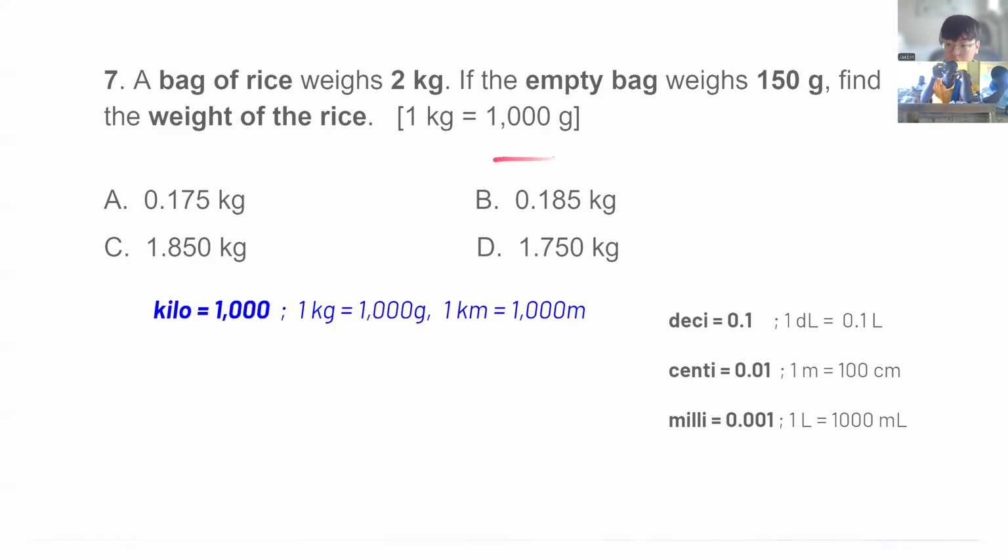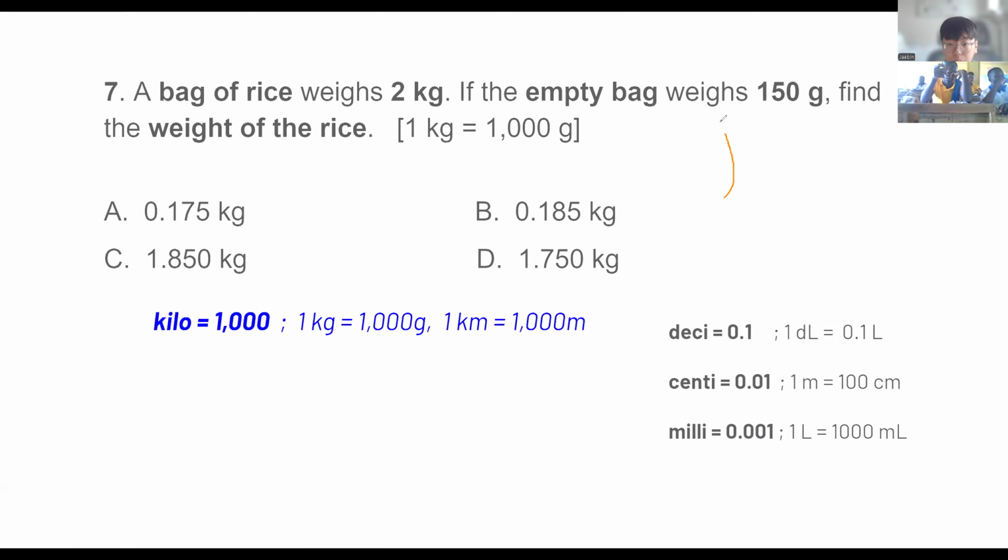So how do we approach this problem? We have 2 kilograms. Let's call this a bag, and it's filled with rice, right? It's filled with rice. That is 2 kilograms. And the empty bag without the rice weighs 150 grams, right? How do we find the weight of the rice?